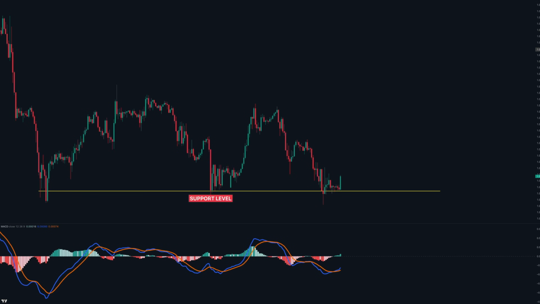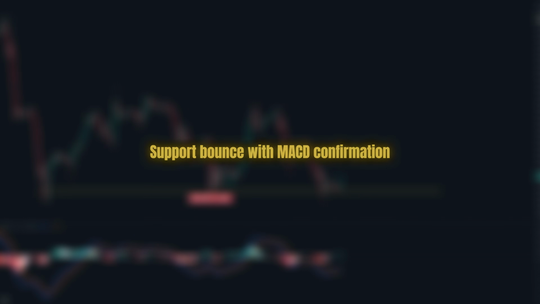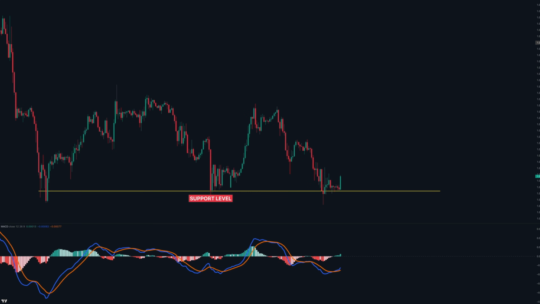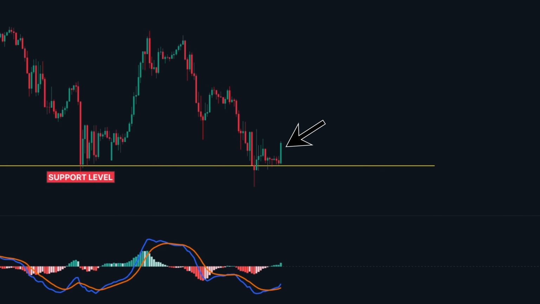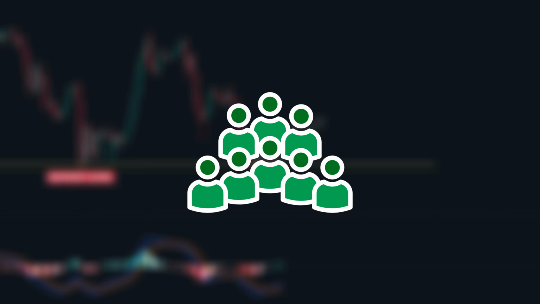Now setup number 2. Support bounce with MACD confirmation. See this chart. Market has been dropping. Price comes down to a major support level. This is a level that held multiple times before. And look at this candle right here. See this? Price touches the support and bounces hard. Strong green candle. Buyers stepped in and defended the level.